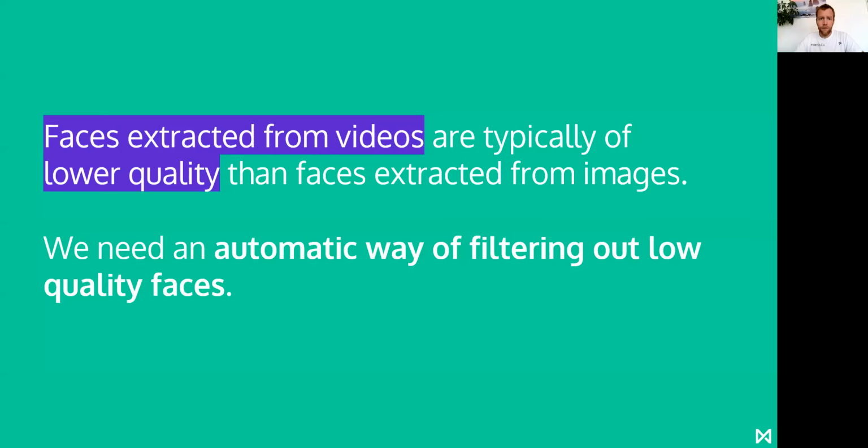For videos, one of the main challenges is that typically video frames, so frames we extract from videos, have lower quality than just a photograph, right? And that's partially, you have motion blur, which makes faces a bit blurry. You have compression artifacts, which are a lot more prevalent in videos than they are in images. So we need an automatic way of filtering out low quality faces.